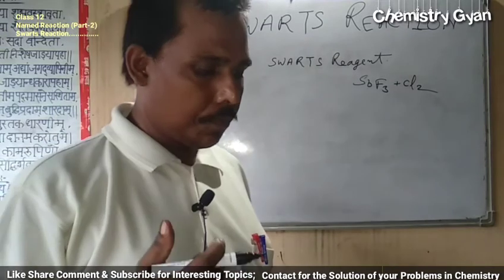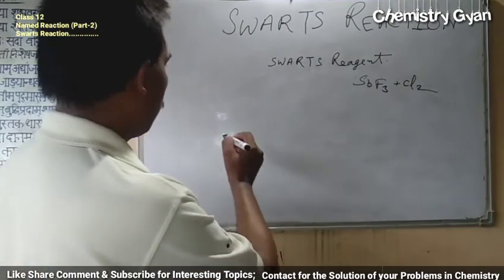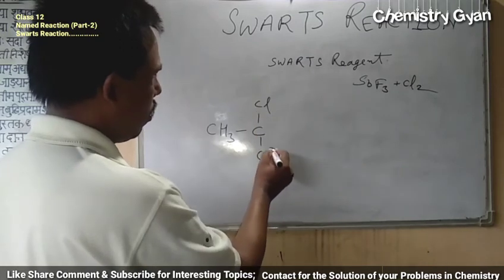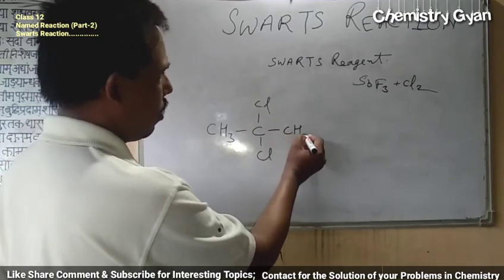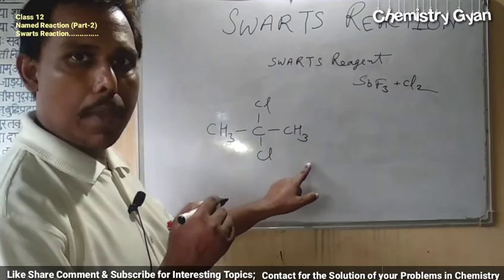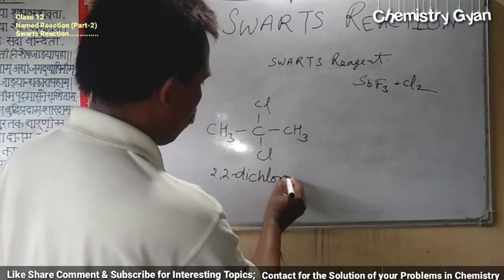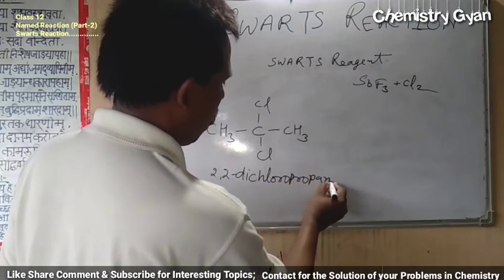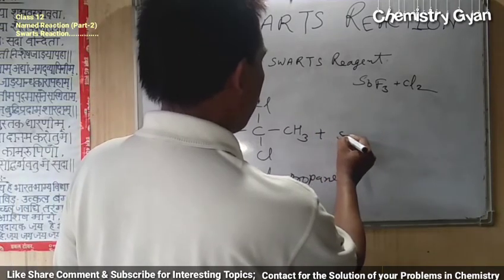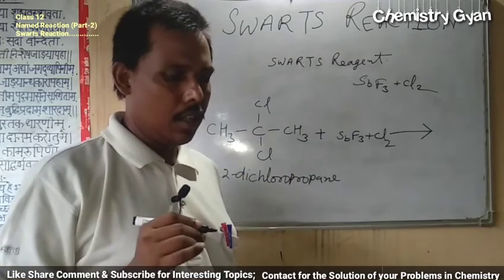Thus the reaction is completed. Example: CH3CCl2CH3, 2,2-dichloropropane, and take the mixture of SbF3 plus Cl2 as the Swarts reagent.